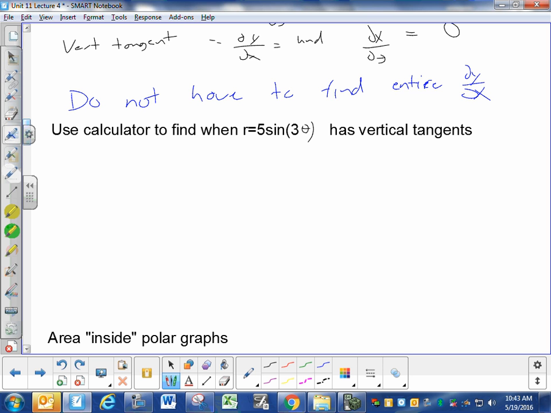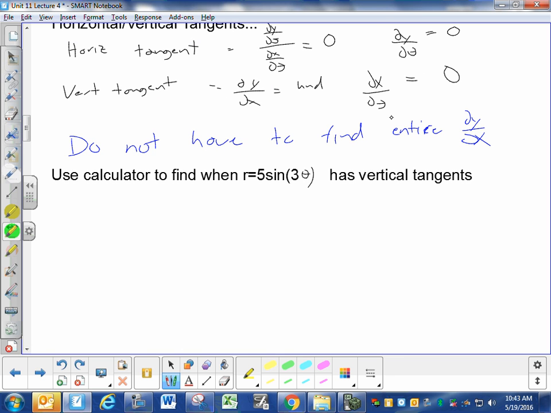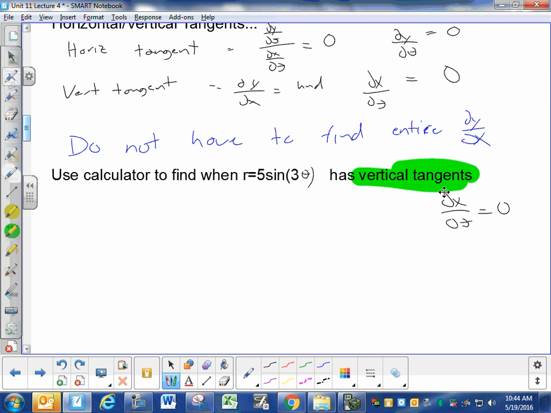Vertical tangent occurs when dx/dθ equals 0. How do I find dx/dθ for r equals 5 sin 3θ? I can't just take the derivative, because that would be dr/dθ. Good. We need x first to have dx/dθ.